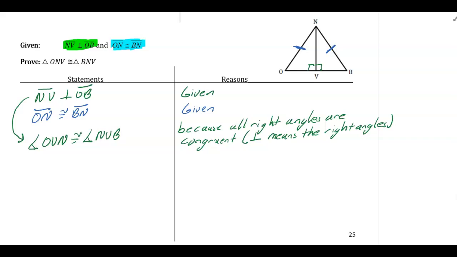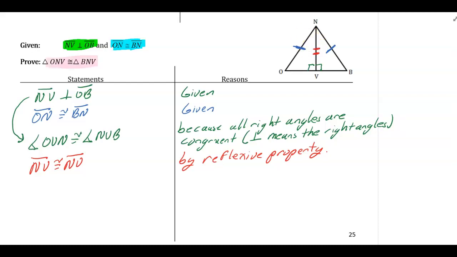And then we also know that NV is congruent to NV, and the reason is that's the reflexive property. I'm going to write by reflexive property. So now if we look at these two triangles, and I need to mark it in red there.